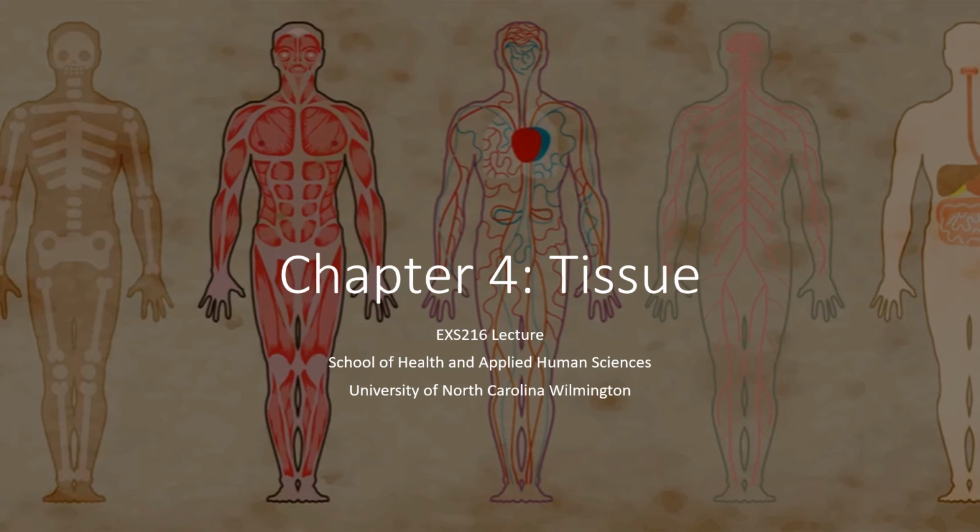Welcome to Chapter 4, Tissue. Throughout this PowerPoint, we will address 11 lecture objectives and questions, but overall we will start by defining what a tissue is and move on to identify the 4 primary types found in the human body. From there, we will talk about the structure of each type of tissue as well as its function and where we find each type throughout the human body.